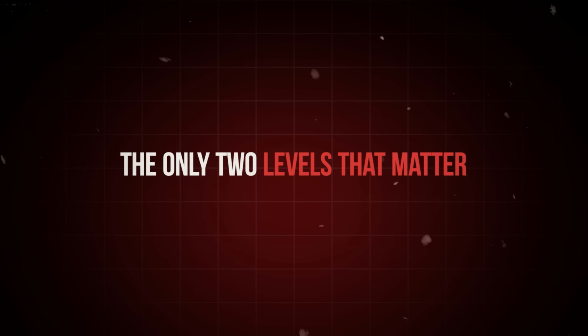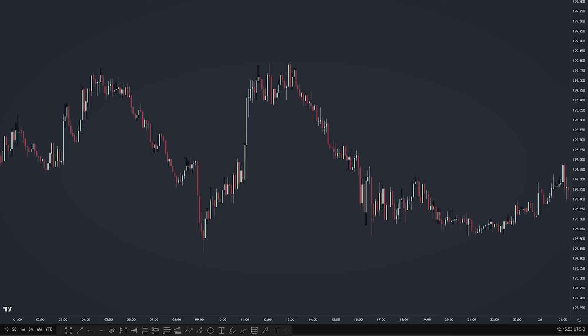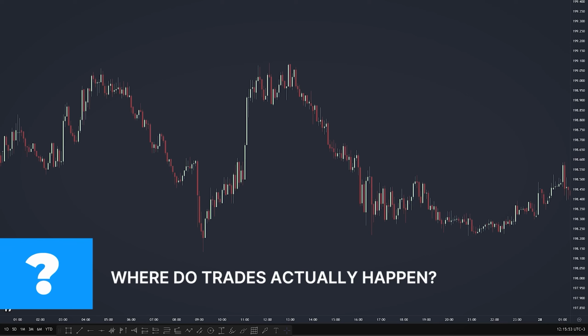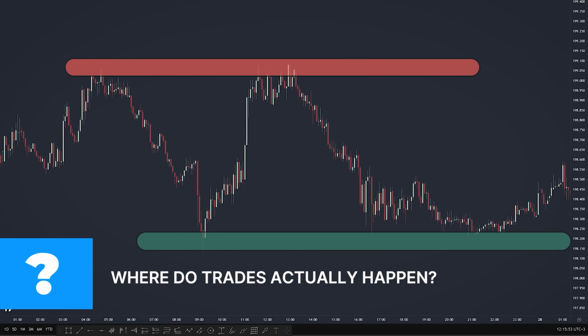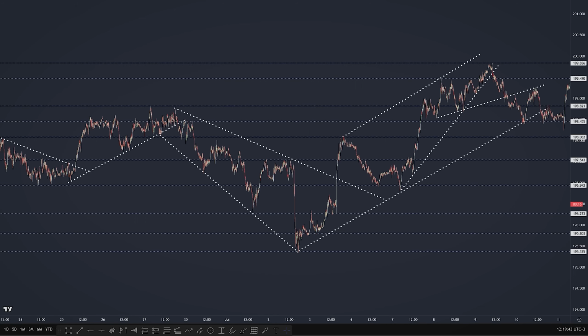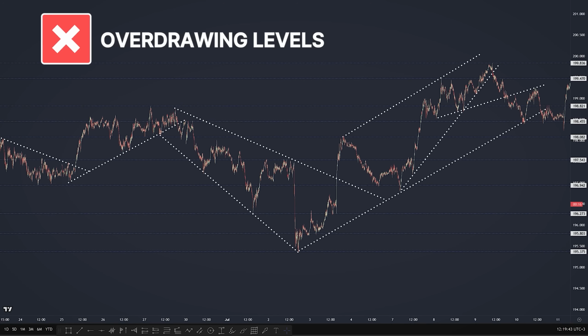Here's a question that will make you rich or keep you broke. Where do trades actually happen? Well, they happen at specific price levels, at support and resistance. These are the only levels where the market actually gives a damn. Everything else is noise. And here's where 90% of traders completely lose their minds.